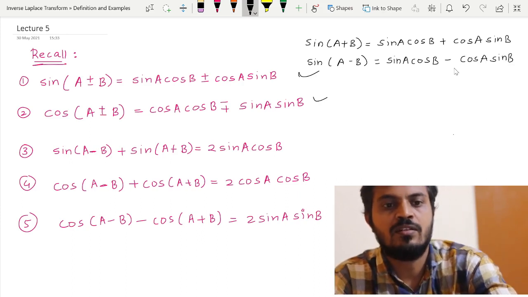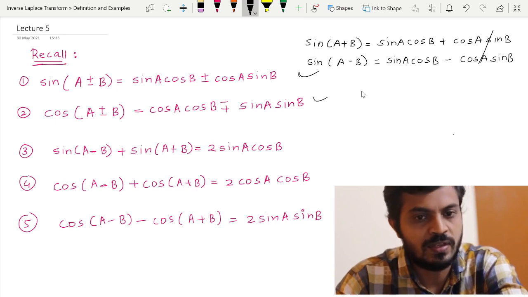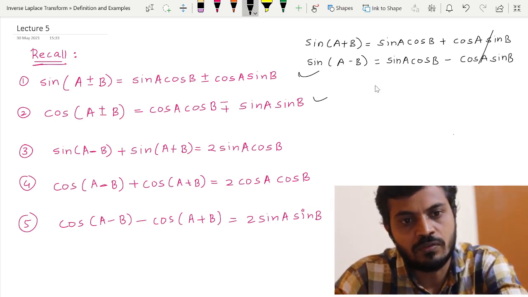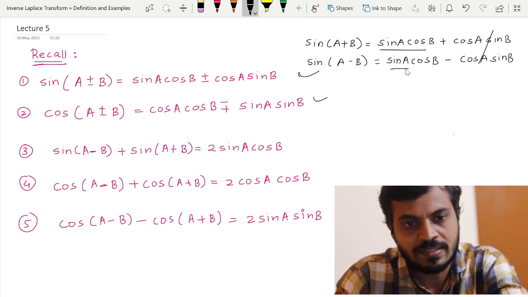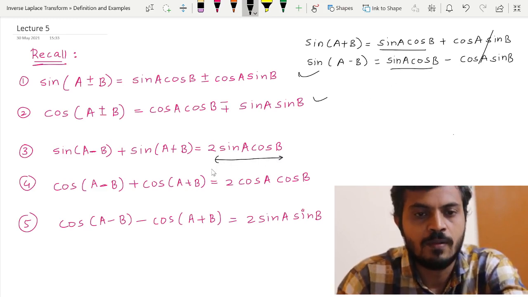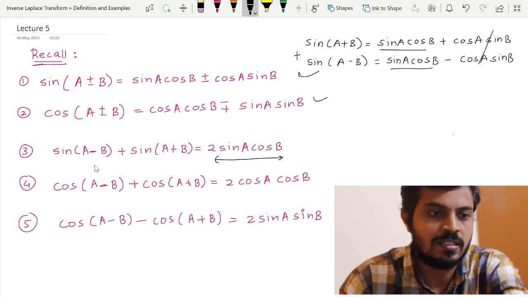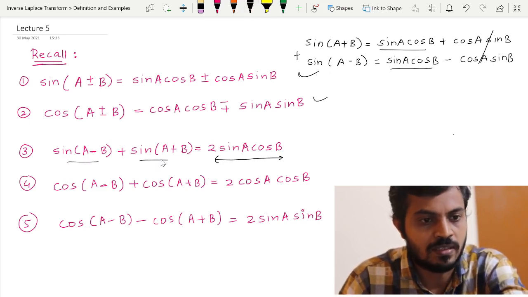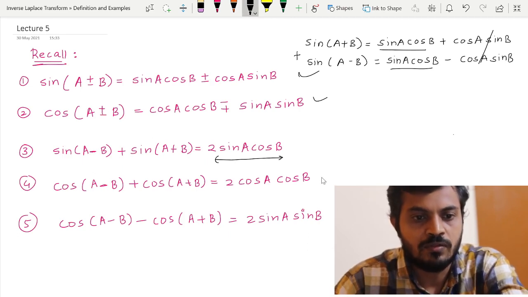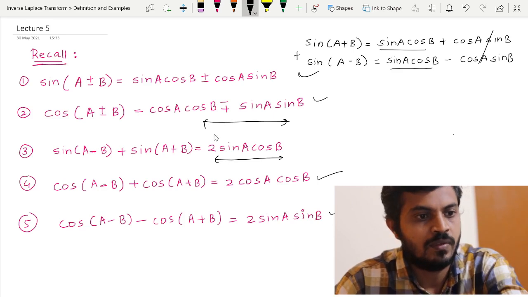And if you add these two formulas, you'll see that this will get cancelled out and you will be left with what? This sine a cos b plus sine a cos b will be twice sine a cos b, that exactly you have here, and the sum of sine of a minus b and sine of a plus b is present here. So in a similar way you can obtain these two formulas with the help of this formula.